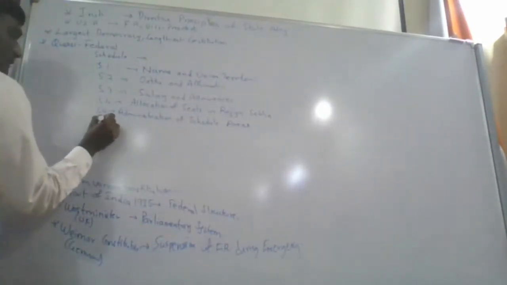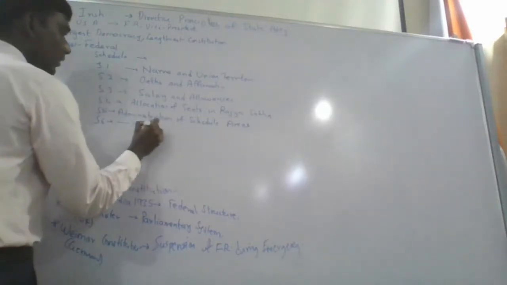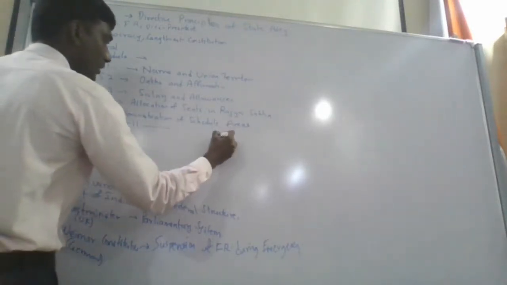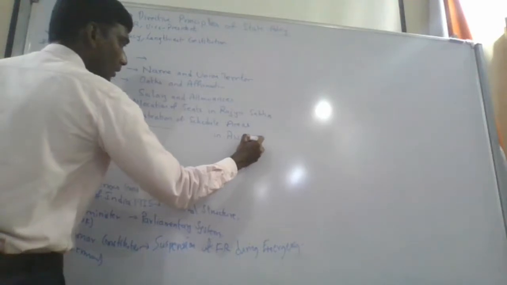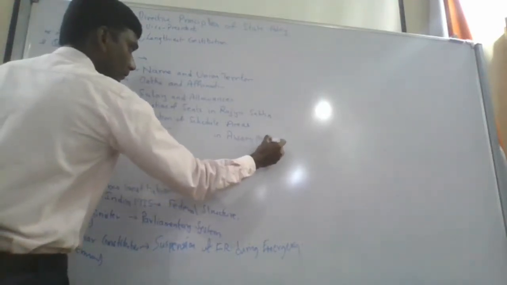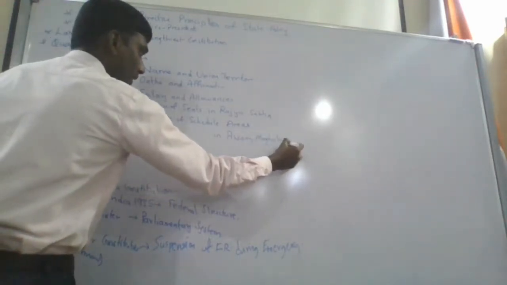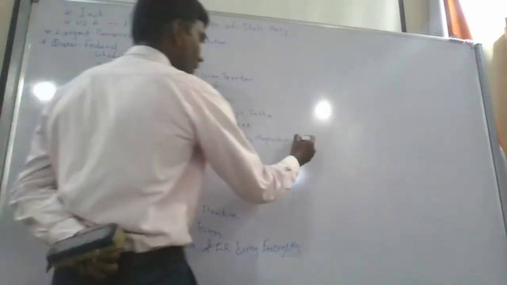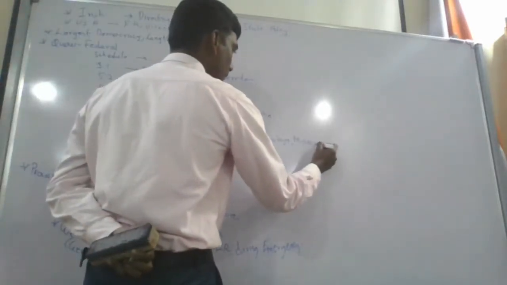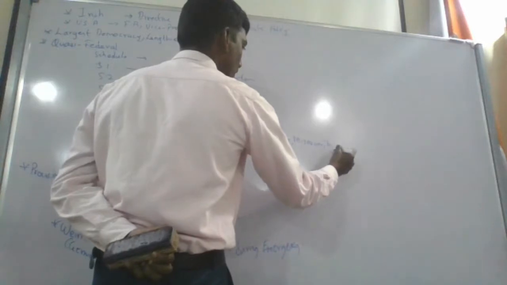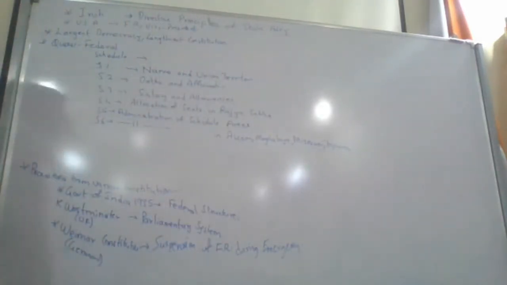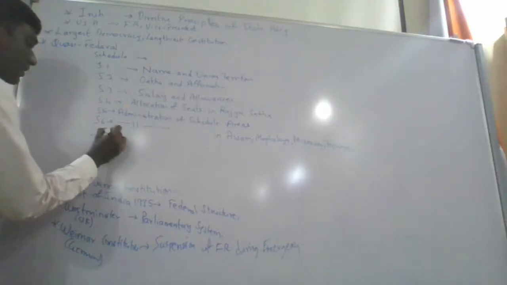Schedule number 6, write down administration of scheduled areas in Assam, Meghalaya, Mizoram and Tripura. Now inside Assam you have Bodo, Karbi Anglong. Okay, that everything we have to study in detail. Schedule number 7.